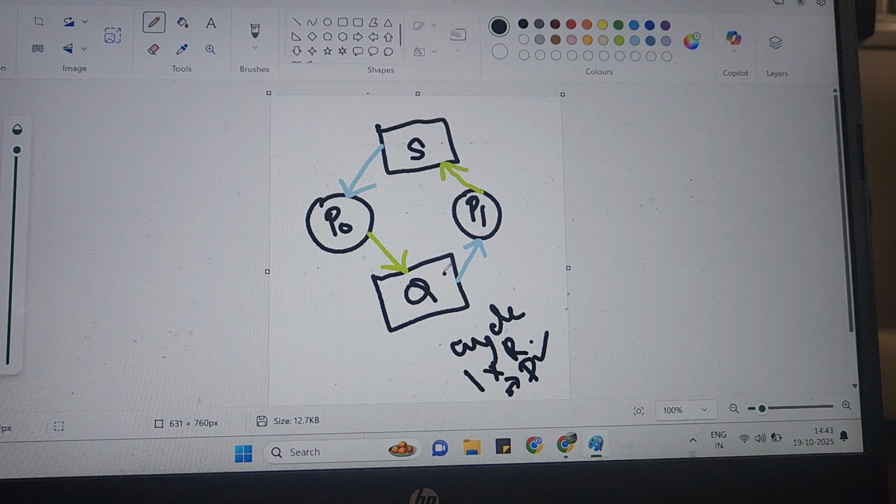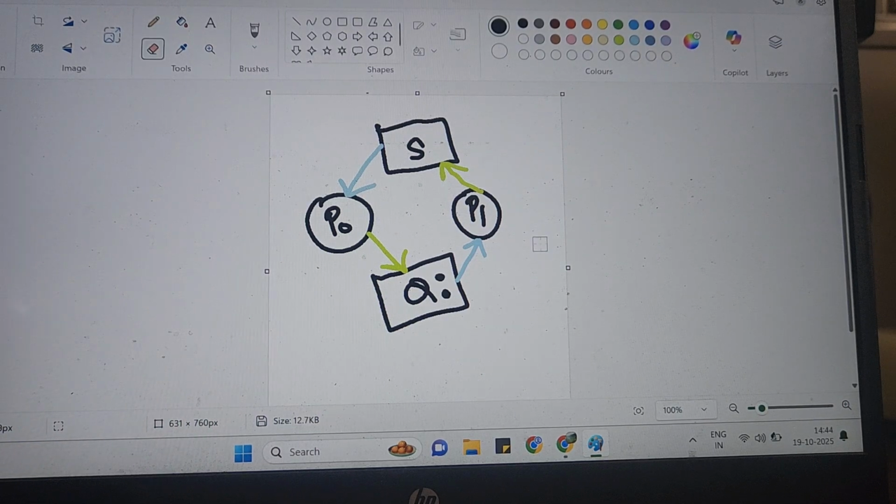Now what if, let's say, we had two instances of Q, with S remaining the same, but Q having two instances? Let's see what would happen. So we still have the same processes P0 and P1. We still have the same resources S and Q.